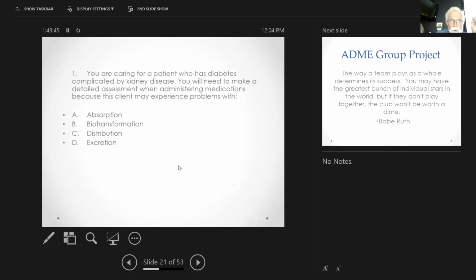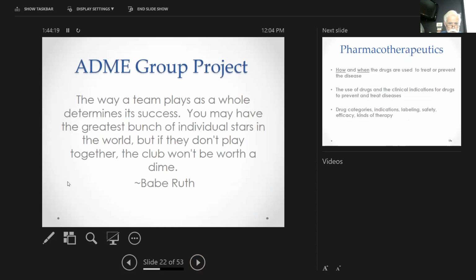What's the main function of the kidney as far as pharmacodynamics is concerned? Well, it eliminates, right? Okay, so if you have kidney problems, you may have trouble with excretion. That is something that has to be taken into account. That's why some drugs have warnings about patients with kidney disease. Okay, so that's one.